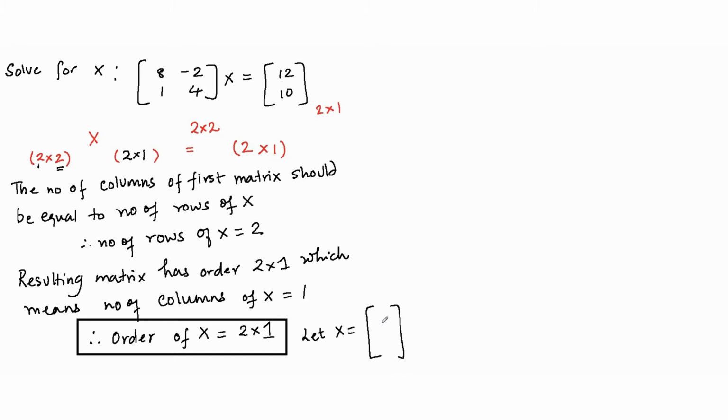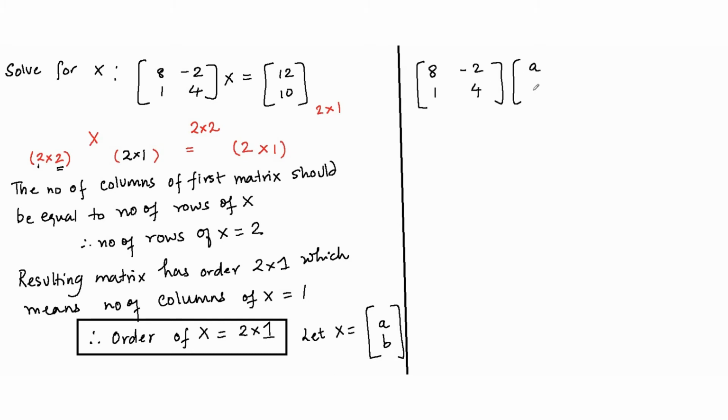So let it be, say, A and B, right? So this is 2 rows and 1 column. Now we need to find the variables A and B. So let us do one thing. Let us now start our matrix multiplication. So let's take 8, -2, 1, 4 multiplied by AB is equal to 12, 10, right?